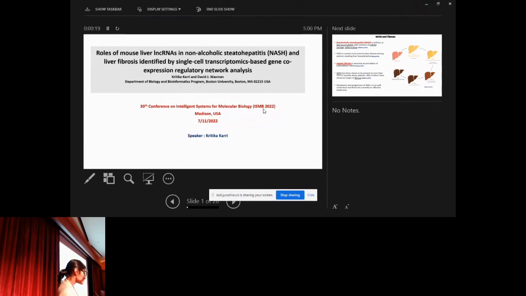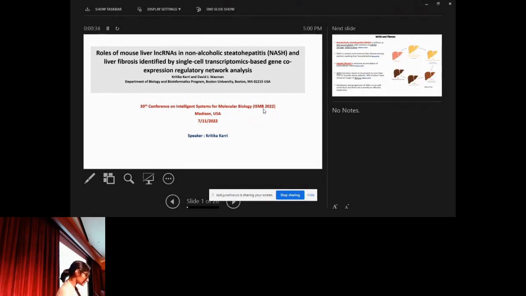So the talk today is the role of mouse liver lncRNAs in NASH and liver fibrosis that are being identified by single-cell transcriptomics-based gene co-expression or co-expression regulatory network analysis.